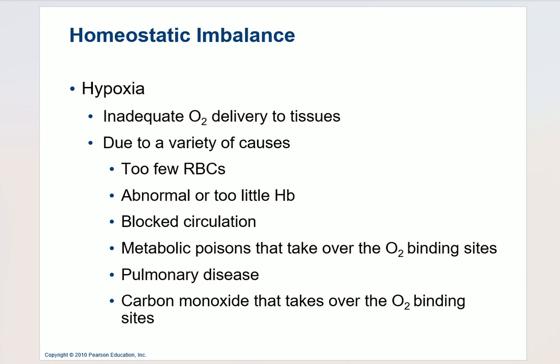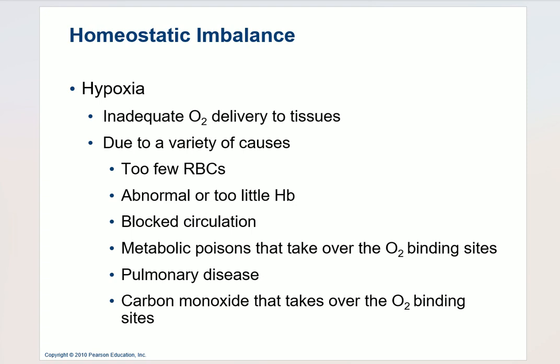So more homeostatic imbalance is hypoxia. We've talked about hypoxia a lot. Hypo, low oxygen. So this is due to a lot of things. Inadequate oxygen delivery to the tissues can be caused by a variety of things. Low red blood cells due to injury, due to your bone marrow not making enough. Your spleen is taking your red blood cells out of circulation too quickly, maybe.